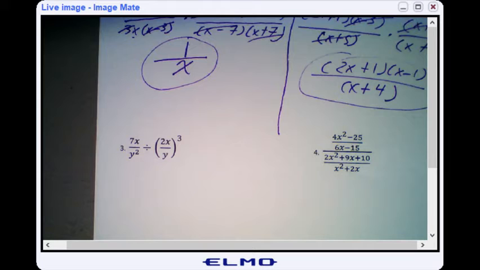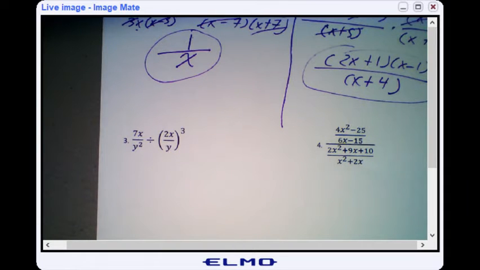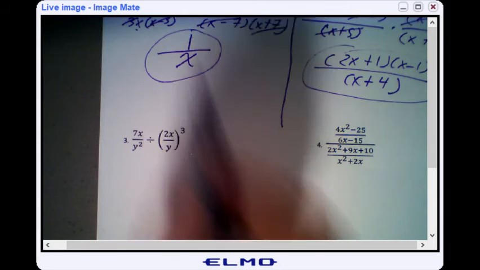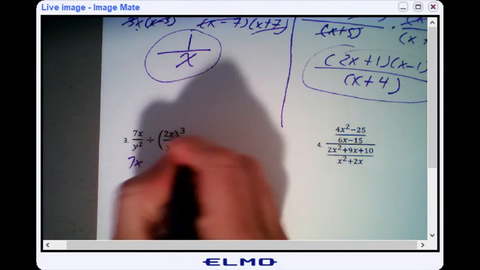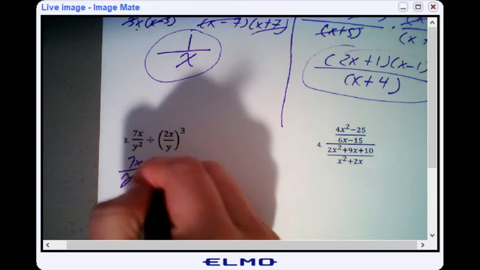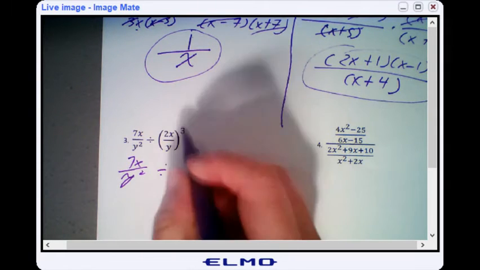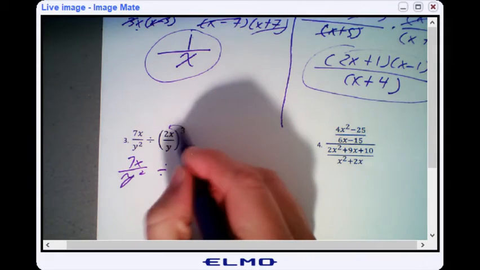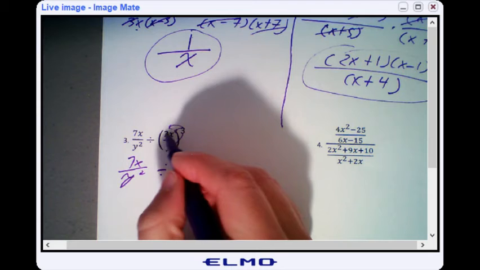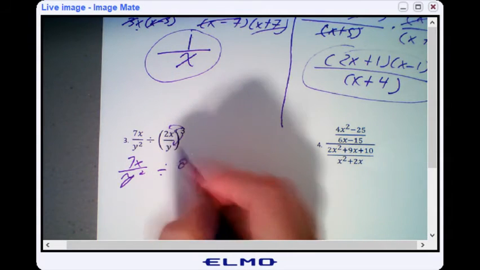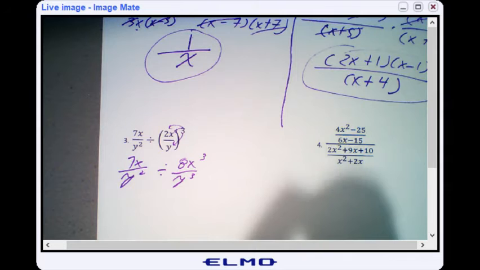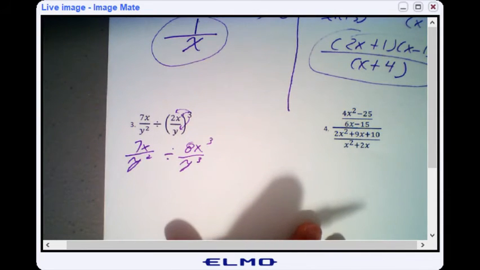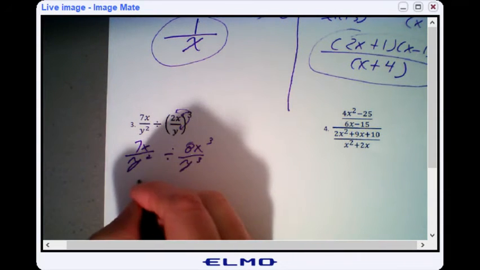For problem 3, we have a monomial being divided by another monomial. We're going to kind of take it the same way. The first thing I would do is the exponent first, because that is the exponent for the whole problem. So that means everything in here is being cubed. So we have 2 cubed, which is 8x cubed being divided by y cubed. After I take care of the exponent, I'm going to go ahead and flip my second and change it to multiplication.